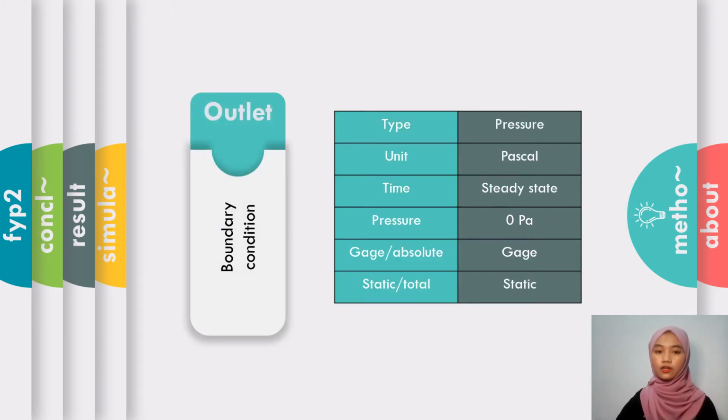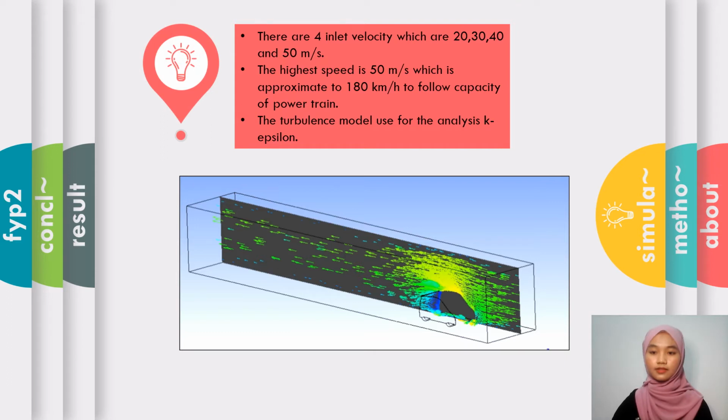And for the outlet boundary condition, the table shows the variables. We use 0 Pascal for the outlet pressure. It is due to the pressure difference so that the velocity will flow from inlet to the outlet. As stated before, there are 4 different inlet velocities, which are 20, 30, 40 and 50 meter per second. The highest speed is 50 meter per second, which is approximately 180 km per hour. This is to follow the capacity from the powertrain department.